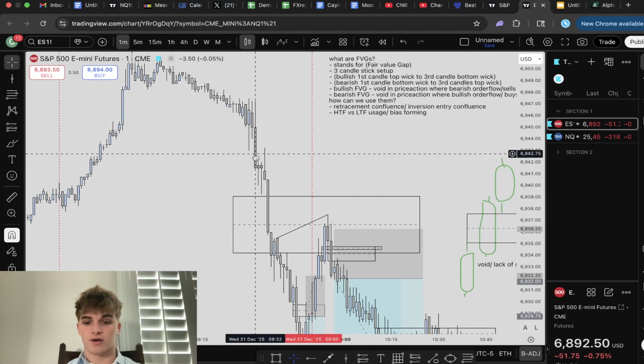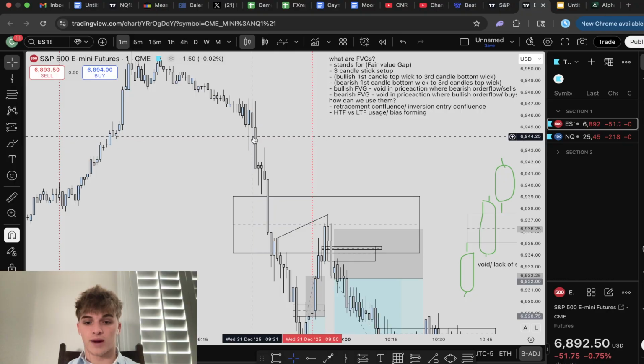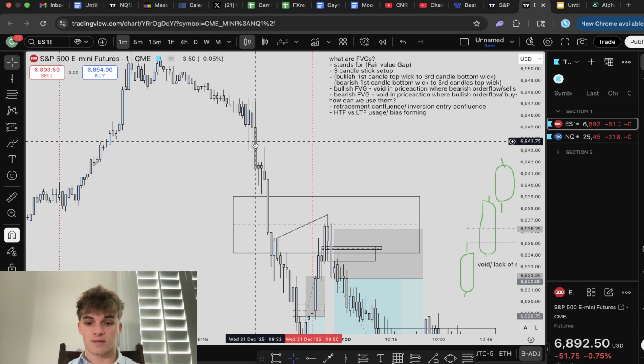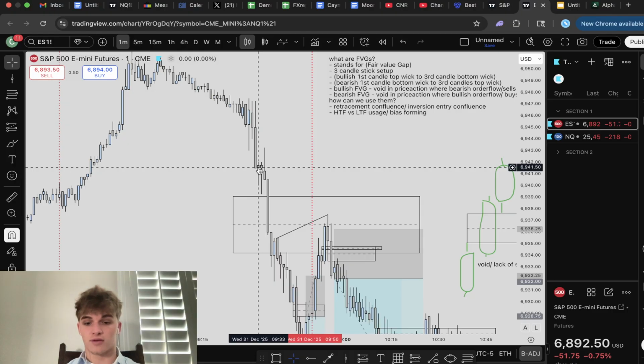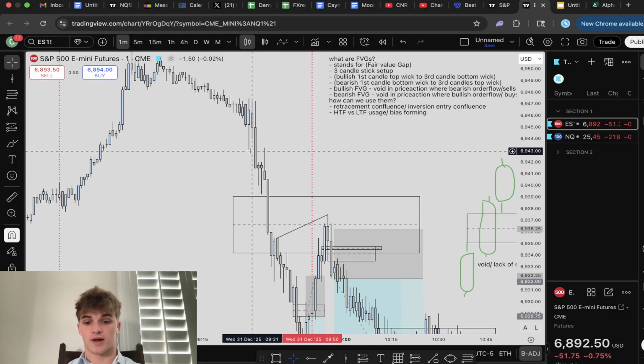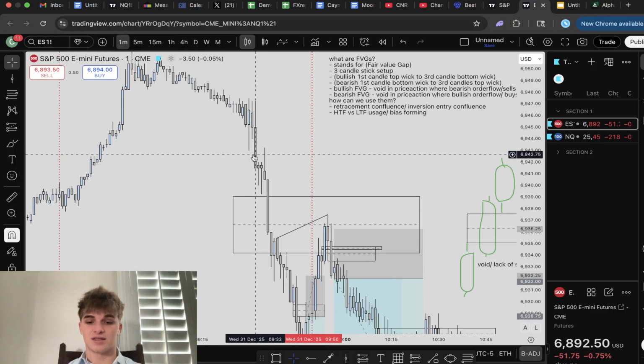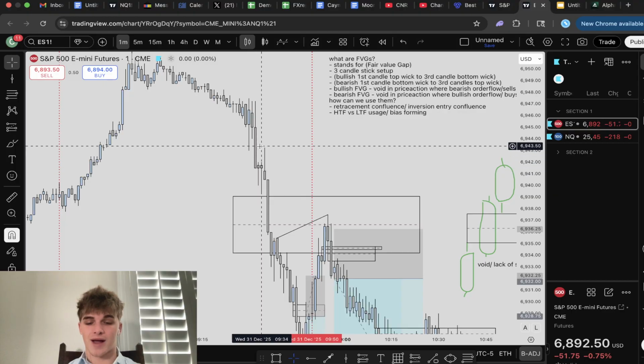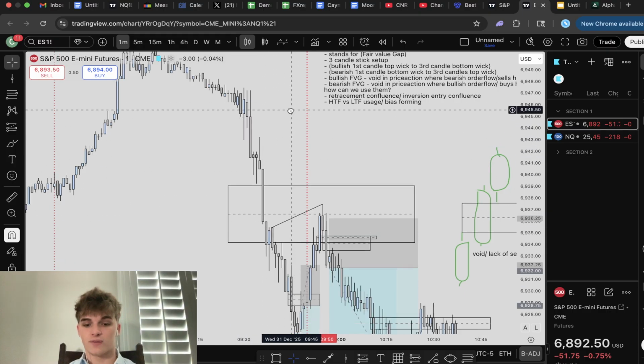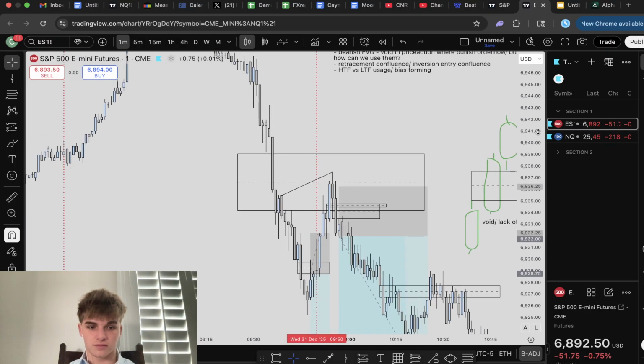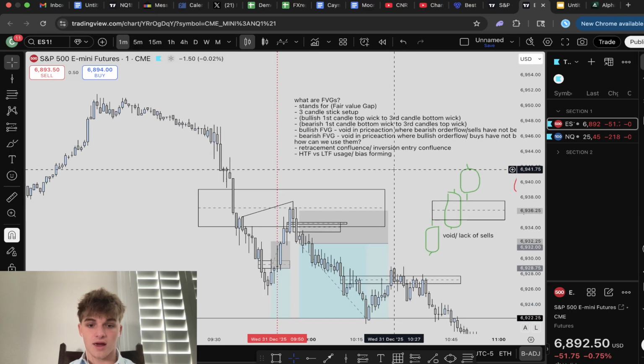What do we do right here? Boom. Bearish: first candle's bottom wick to the third bearish candle's top wick. Boom. Lack of buys in this area. What do we do? We push back up. We buy back up into this void of just bearish order flow, price action. What do we do after that? We sell off. It's as simple as that.